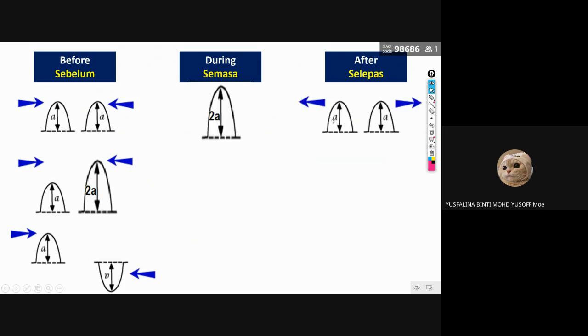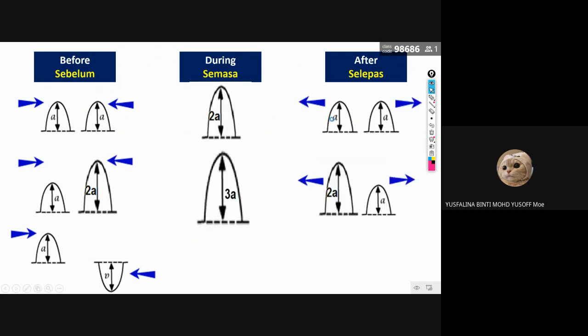So this is actually the superposition. a plus a, you get 2a. Then after that, this one we continue to move to the left, and this one we continue to move to the right. So if you have a and 2a, you will get 3a. This 2a we continue to move to the left, and the a will continue to move to the right. And this one is 0.